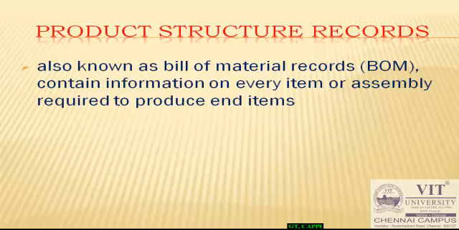Next one is the bill of material. It says how many materials are required to produce that particular item. Each item will be assembled together, and finally a component is manufactured. Okay, so to manufacture that, how many items are required? For each item, how many materials do we need to buy? So that is called the product structure records.